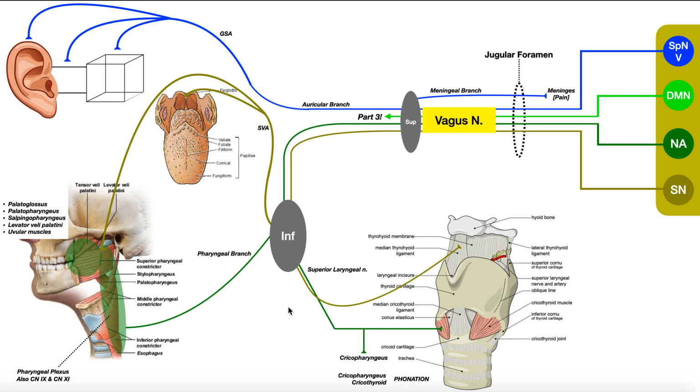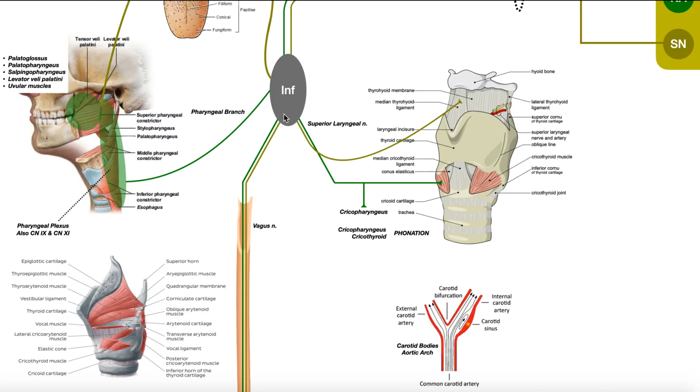Okay? Now, of course, the vagus nerve is going to go much more inferior to this, all the way down to the abdominal cavity. So from the inferior ganglion, we really just have a continuation of the vagus nerve going inferior. So from the inferior ganglion right here, we see the continuation of the vagus nerve.